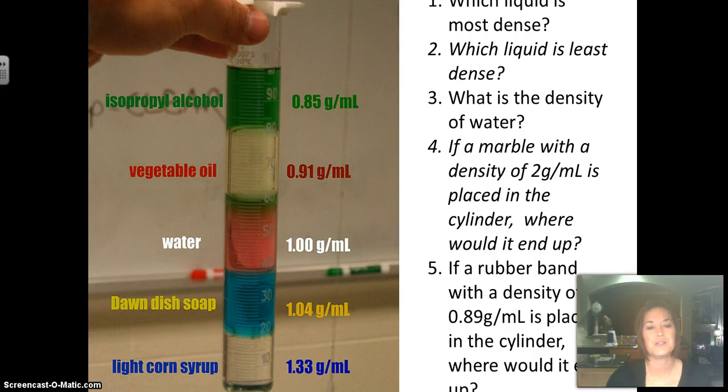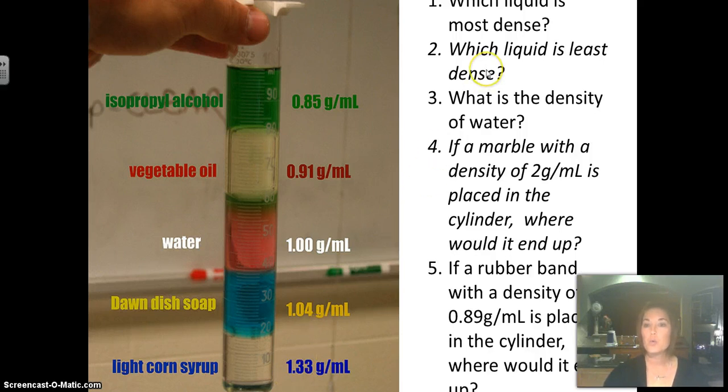Let's take a look at this density stack, because a density stack can really be useful for identifying the density of an object. For example, which liquid is most dense? Let's answer this question. Which liquid is most dense? Well, you look at your density stack and you see this light corn syrup down here is at the very bottom of the stack. So it is the most dense with a density of 1.3 grams per milliliter.